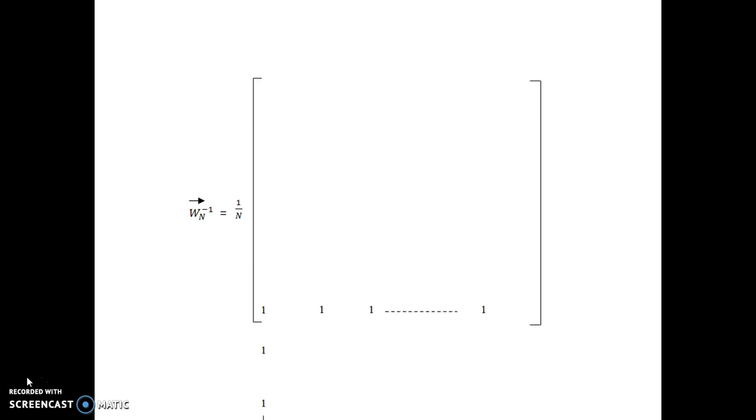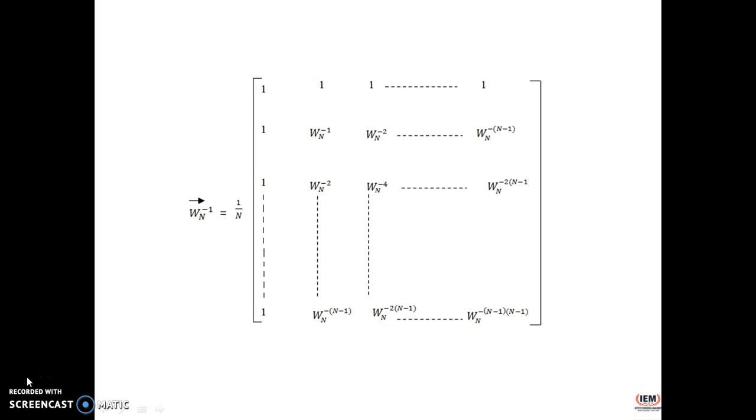Now here we write down the generalized formula for capital W^(-1) N. Before writing the matrix formula, we first write 1 by N, then we write down the matrix. And the interesting part here, you see the formation of the matrix is similar to the DFT matrix. The difference is only that here we consider the minus sign in capital W power.